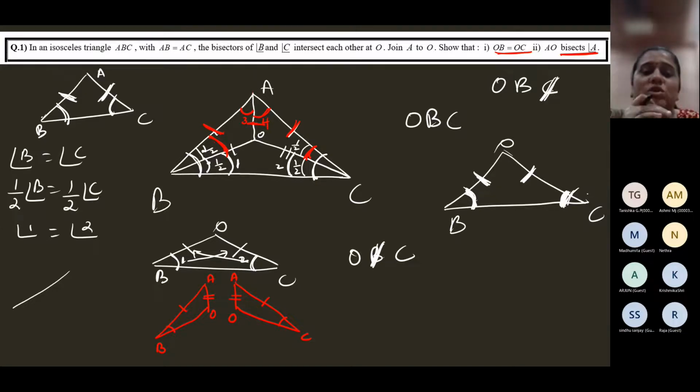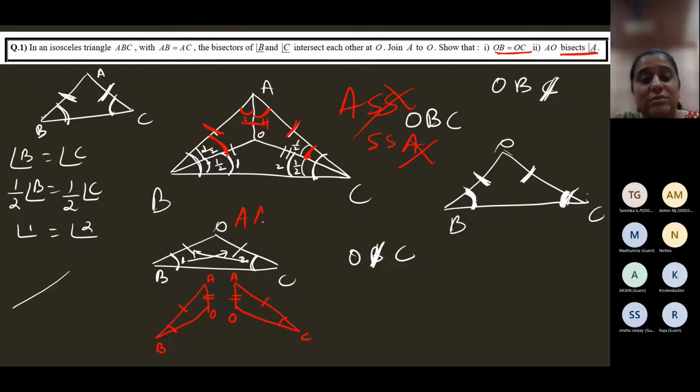because it is not SAS also. It is not two sides and included angle. It is one side and an angle with some other side. ASS or SSA is not a valid congruence rule. So if we list these three pieces of information, it does not satisfy any congruence rule because it is two sides and some other angle.